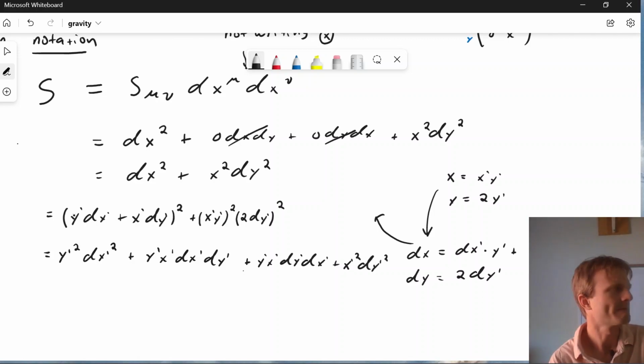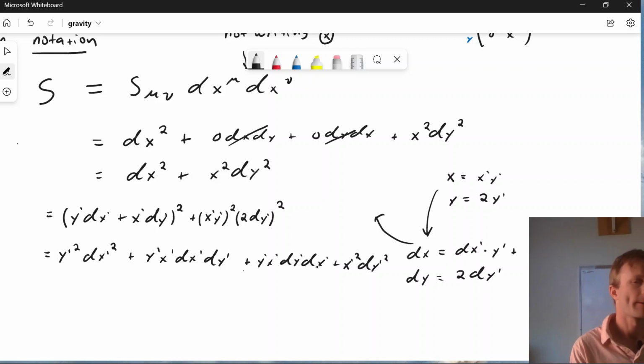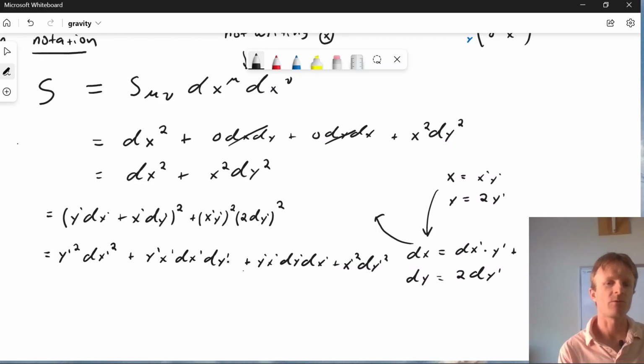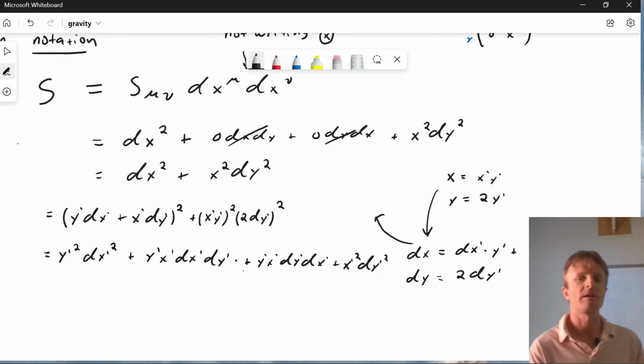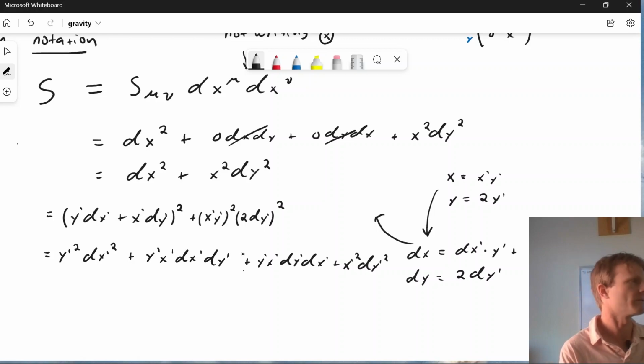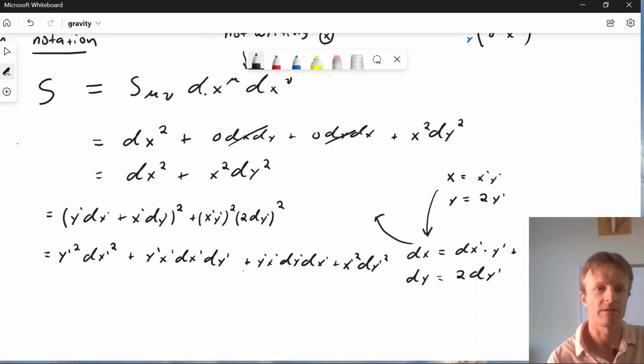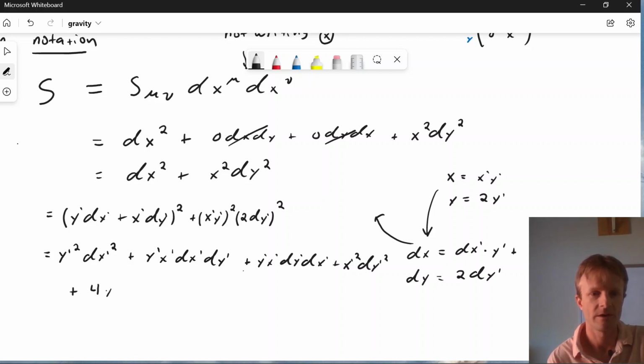So when you say the tensor product doesn't commute, you're referring to not switching the order of the differentials? That's right. The x's and y's are just the coordinates on the manifold. Those are numbers. But these dx's are basis one forms being tensored together. So that was the first term. And then I also have, from the second term, 4 x prime squared y prime squared dy prime squared. So now I can collect everything together.